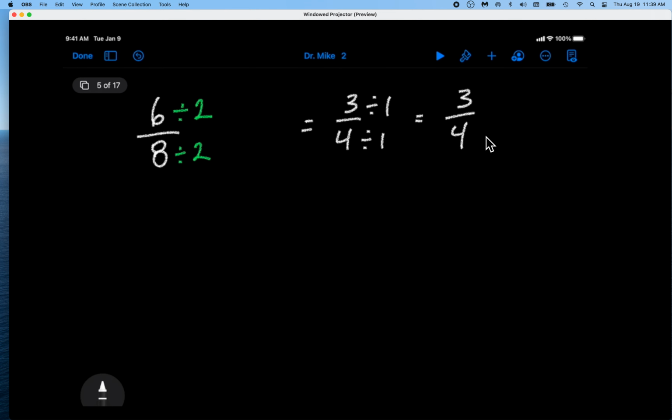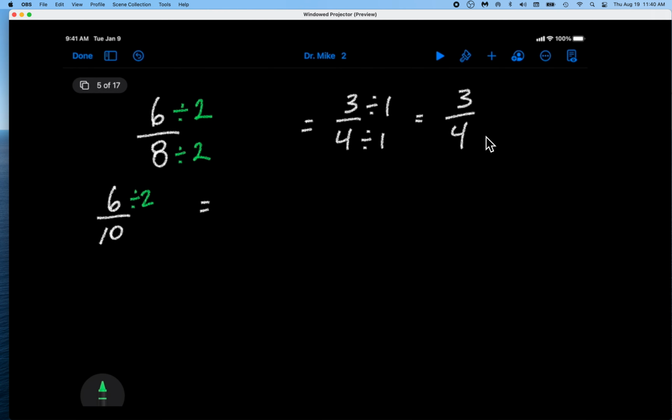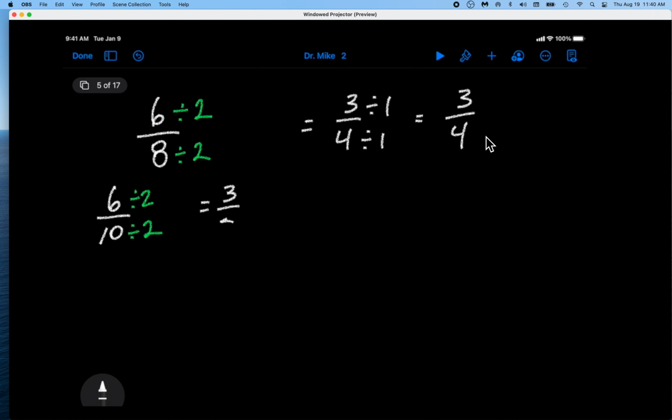Let's do another one. What is 6 over 10 in lowest terms? 2 even numbers. What green number are you going to try first? None other than 2. It's going to give us 3 over 5. Because look, 6 divided by 2 is 3. 10 divided by 2 is 5.